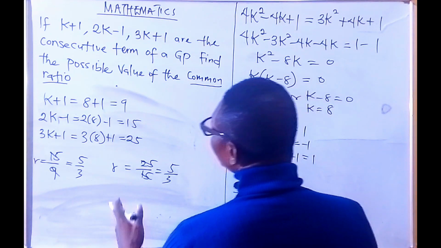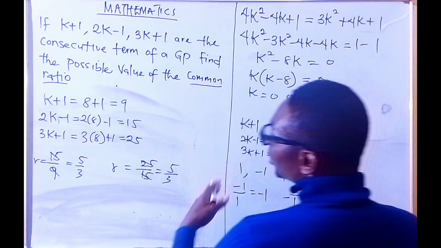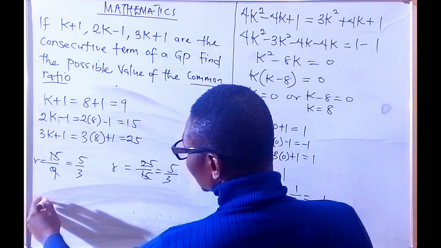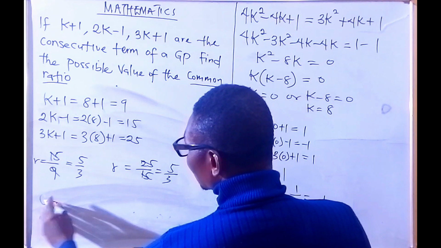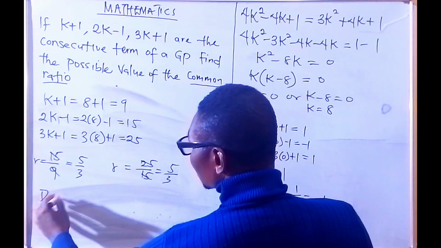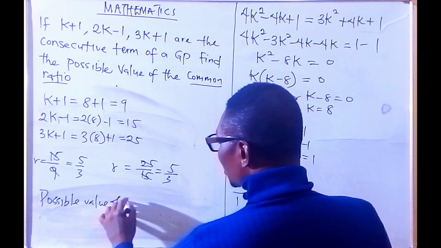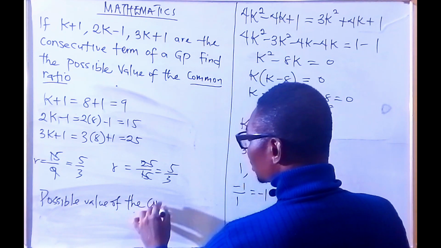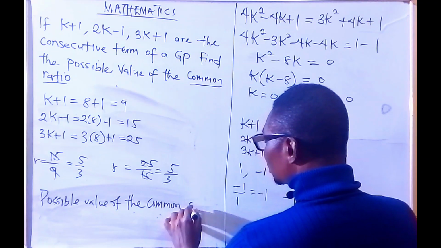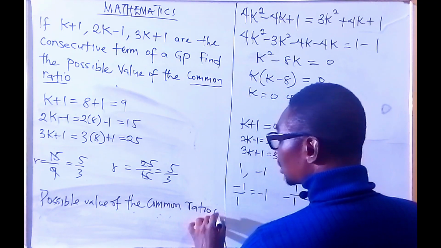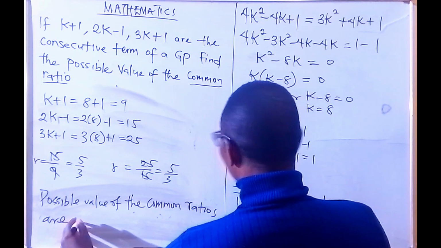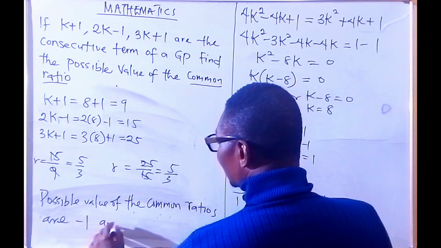Therefore, the possible values of the common ratio are minus 1 and what?